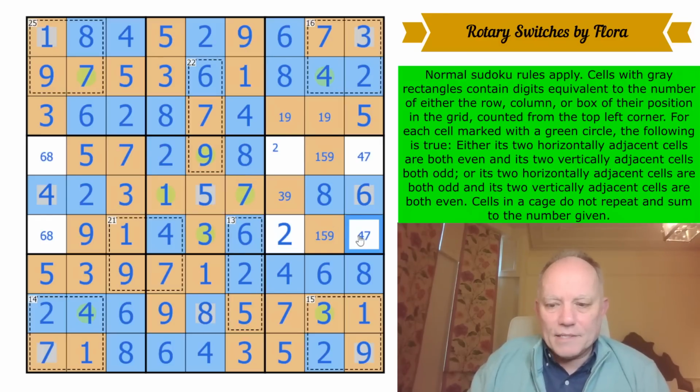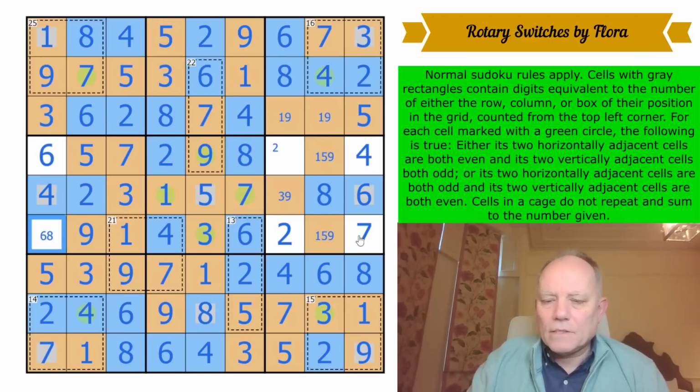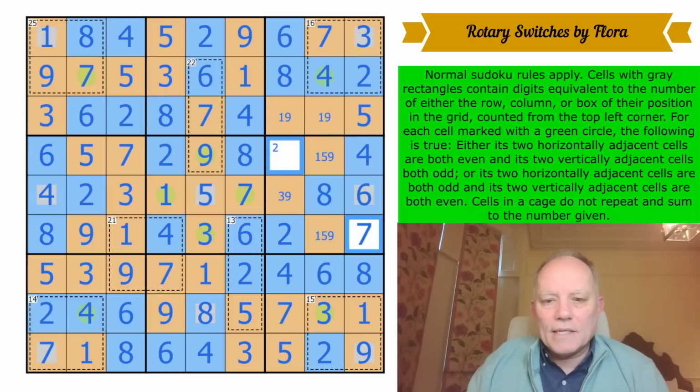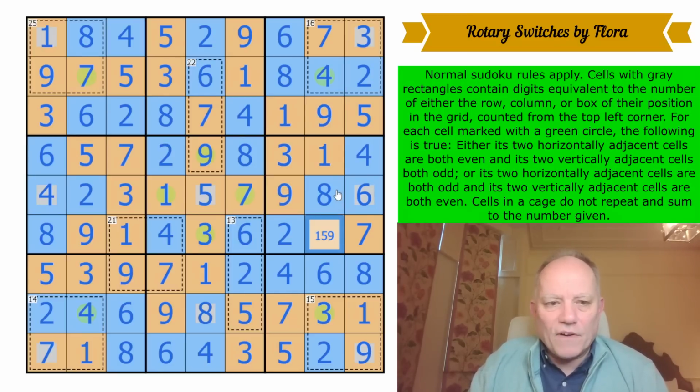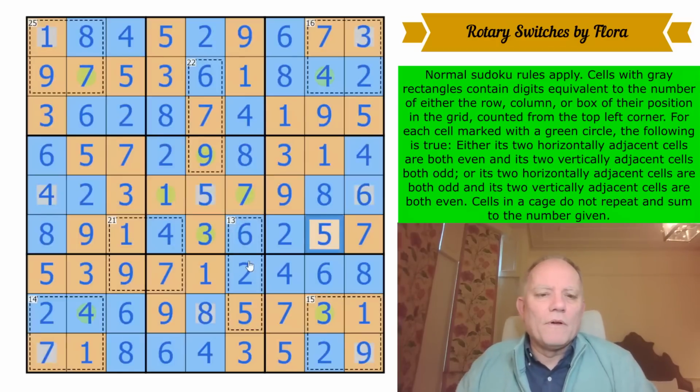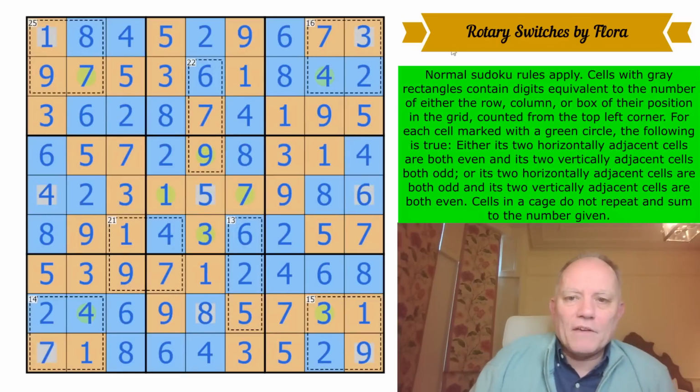That's a really nice puzzle. It's not too difficult. It's got a lot of interesting moments, mainly around parity, and a lot of very nice deductions. We've got a 1, 3 pair there, 3, 1, 9, 1, 9, and this 5 finishes us off, hopefully correctly. There we go. That is Rotary Switches by Flora. Lovely puzzle. Thank you, Flora.